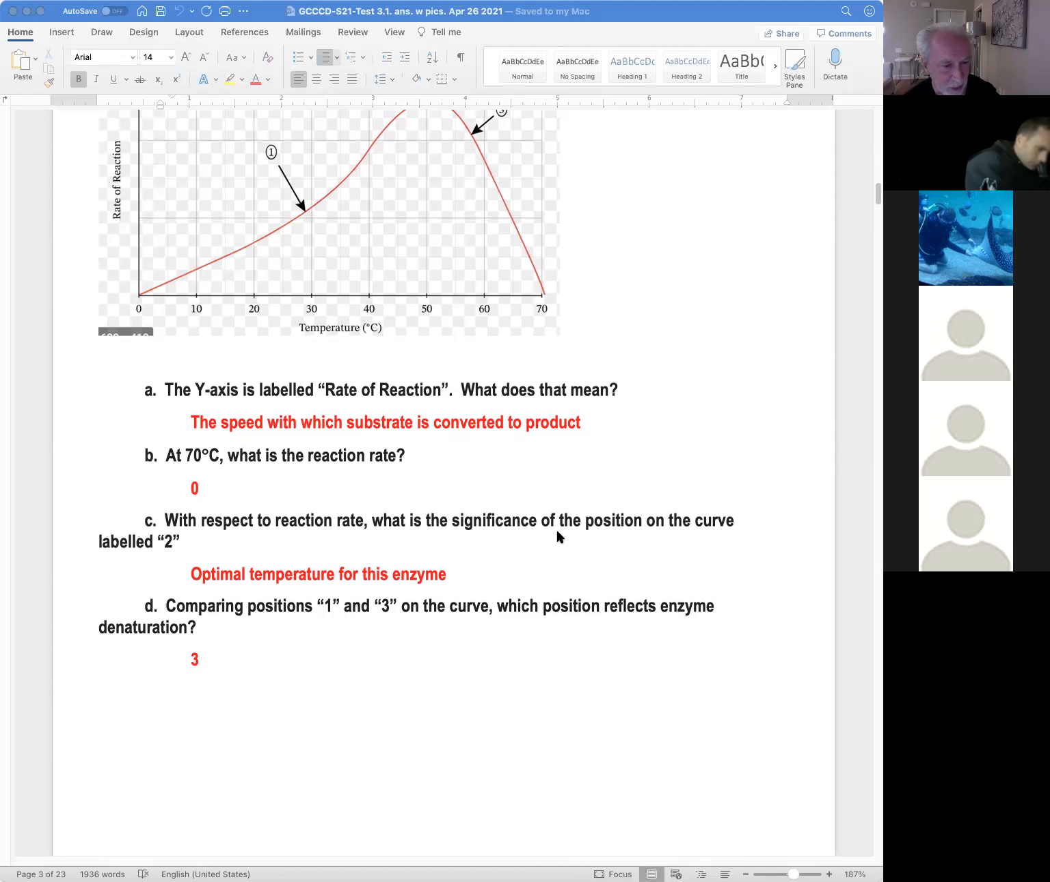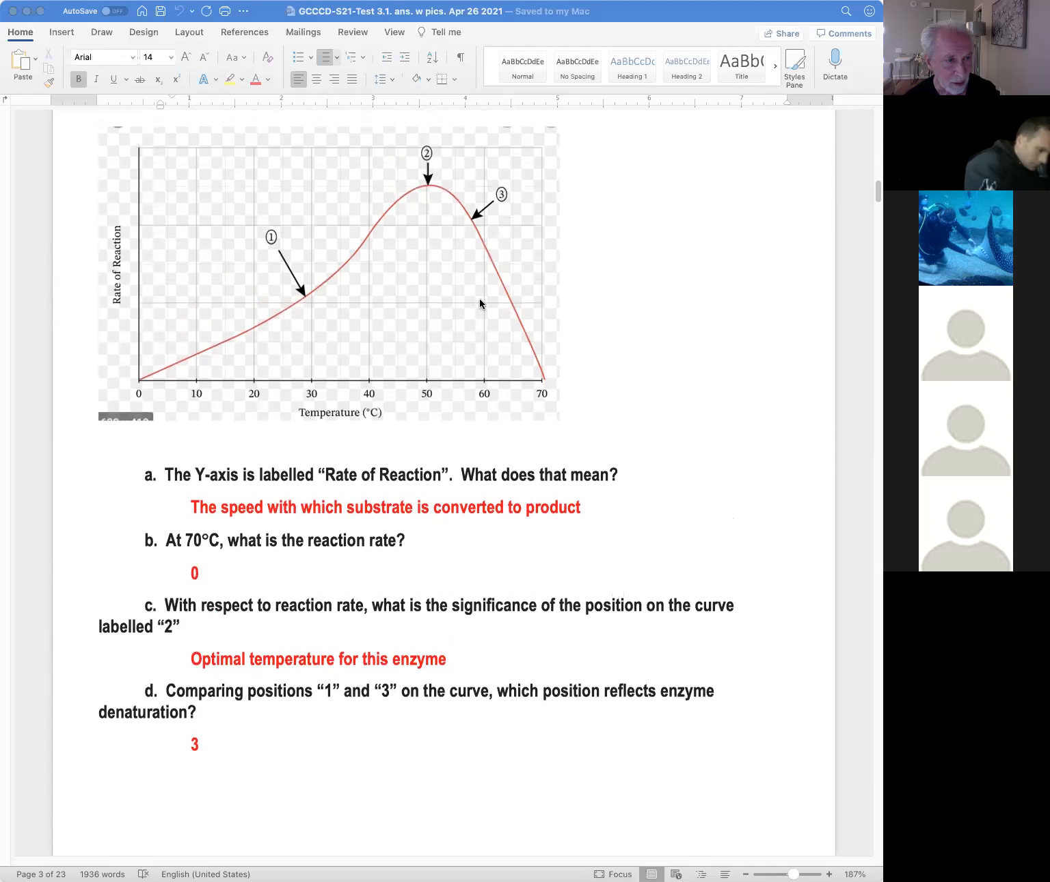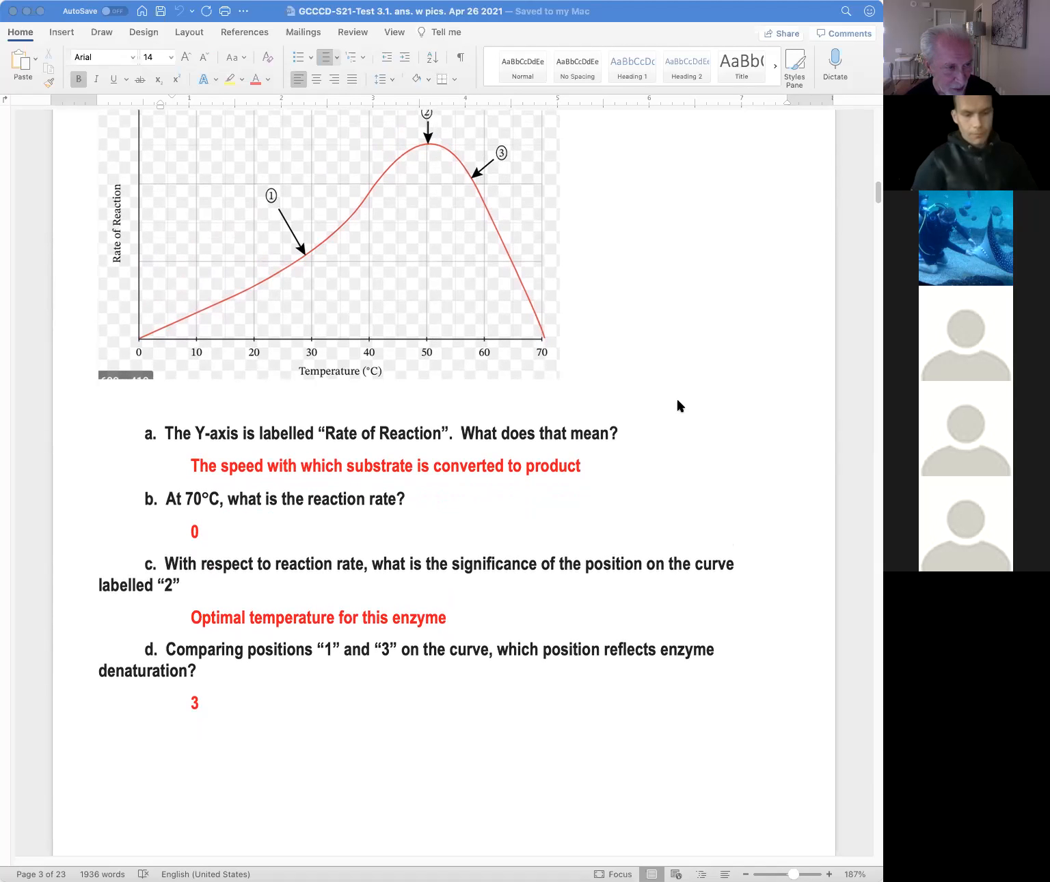With respect to the reaction rate, what's the significance of 0.2? That's the optimum temperature for this enzyme. In other words, temperatures below that are slower, temperatures above that are slower. And if you compare positions 1 and 3, which position reflects enzyme denaturation? And the answer is 3. If you get it above 50 degrees, the enzyme reaction rate slows down because at the higher temperature, it will start to denature.